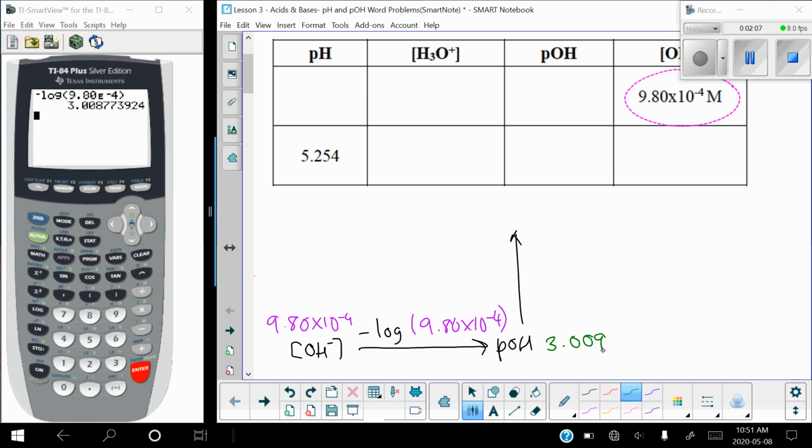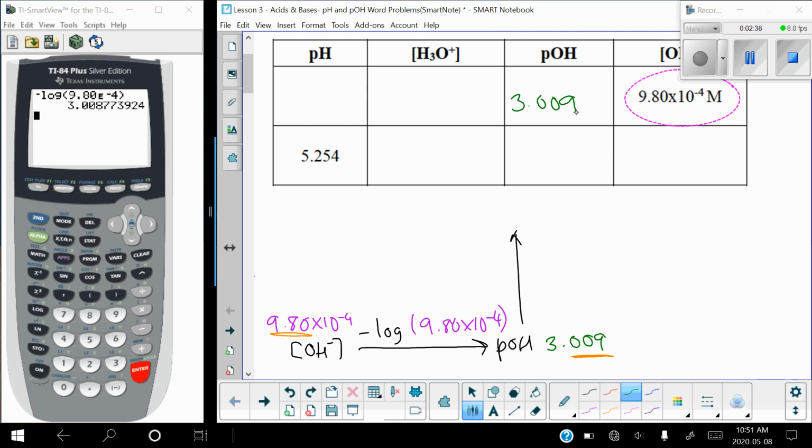3.009. Now, again, a lot of you are going to ask me, well, why does this have 4 significant digits? Well, it doesn't. When you're looking at POH and pH values, only these digits here on the right side of the decimal apply. So yes, we use regular rounding significant figure rules for hydronium concentration and hydroxide concentration, but for POH, only these digits matter. I'm going to go ahead and now add this value to our table.